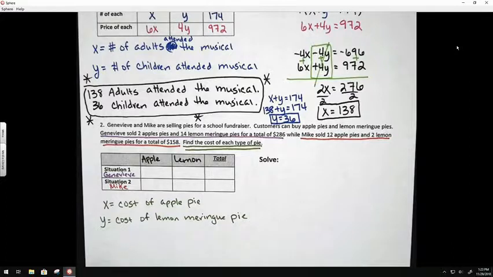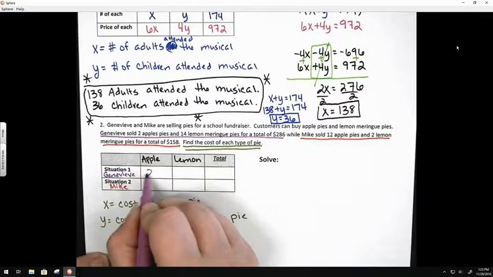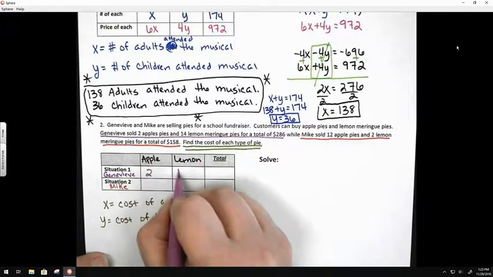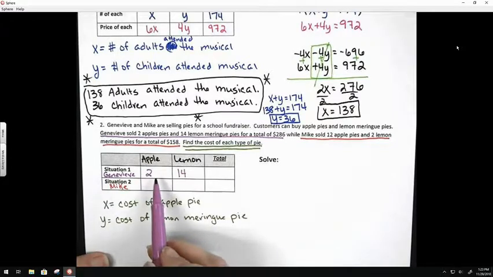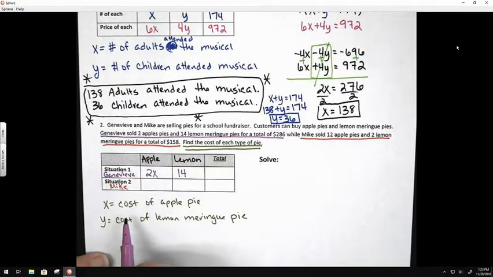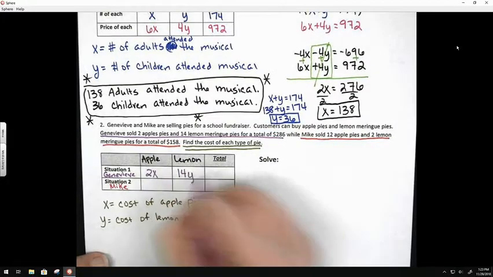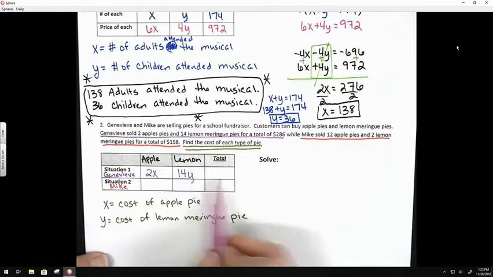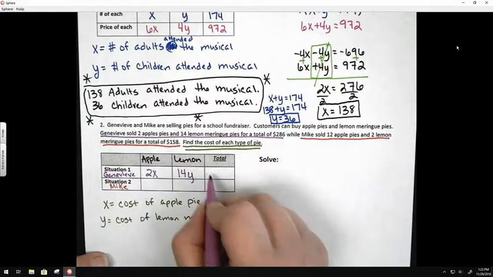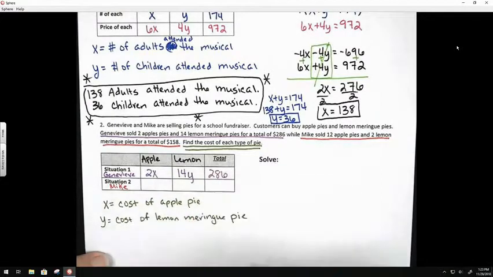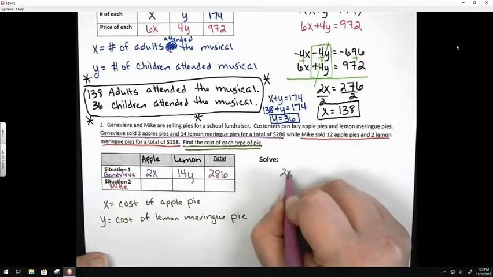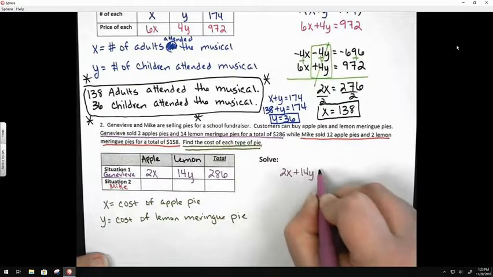So let's look at Genevieve's situation. So Genevieve sold 2 apple pies and she sold 14 lemon meringue pies. And we know that an apple pie, well, we don't know what it costs, but we said that it costs X dollars. So we're going to put an X with that too. And then the lemon meringue pie, we're calling that cost Y. So 2X, 14Y, and Genevieve made a total of $286. So the equation that goes with Genevieve is 2X plus 14Y equals $286.